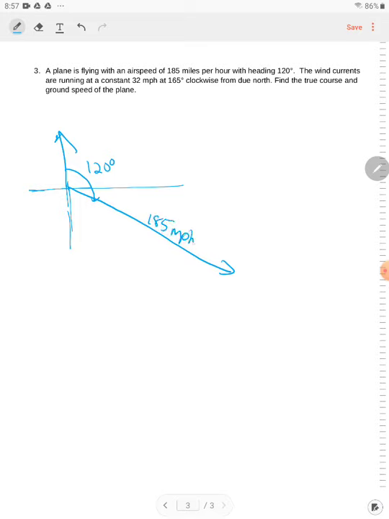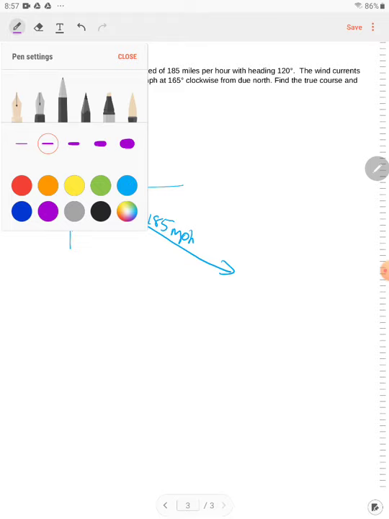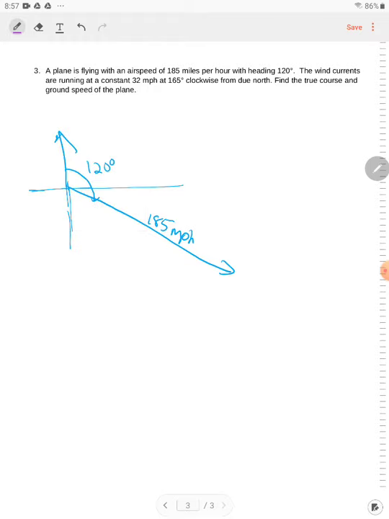And then what you have here is the wind speed. So we'll use a different vector to represent that. And here's the wind. Again, here's north. And the wind is going to go at 165 degrees, 32 miles per hour. It's going to come down here a little bit closer to that. So the blue is approximately 6 times longer. Maybe I'll make that purple one slightly longer, just a little bit.